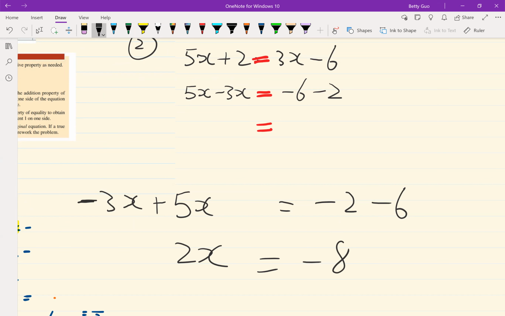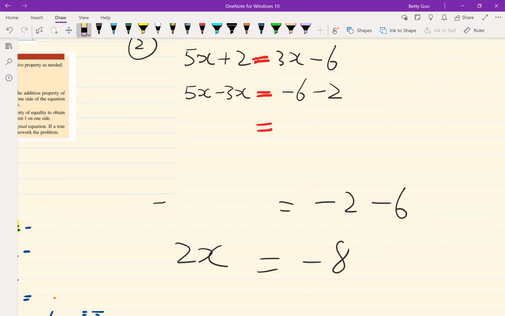Totally okay. It's like you have a scale, right? You have something on the left, you have something on the right. You can move them around. You can switch the sides. But whenever you move a term from one side to the other side, you need to change the sign to the opposite. That's all it takes. Okay? The answer is -4. Make sure you know that.